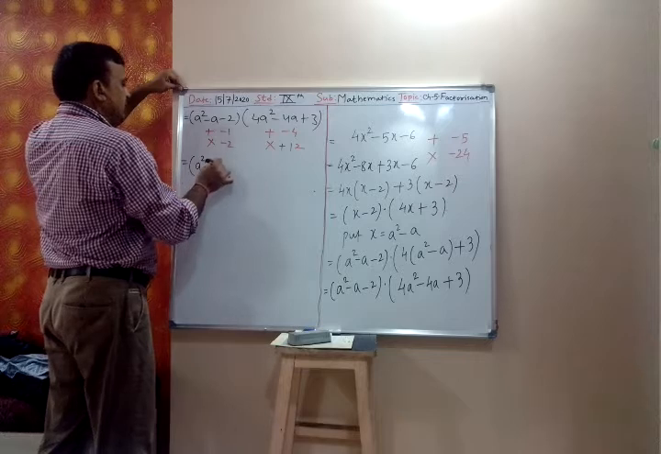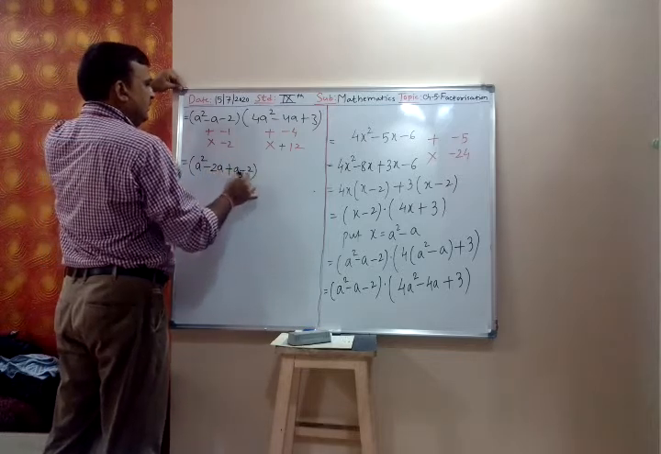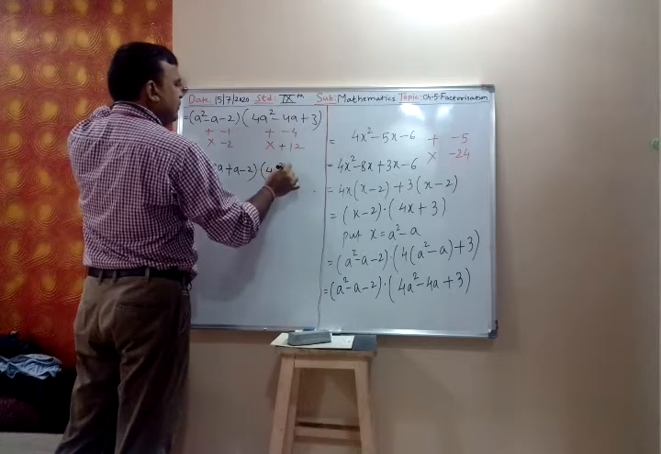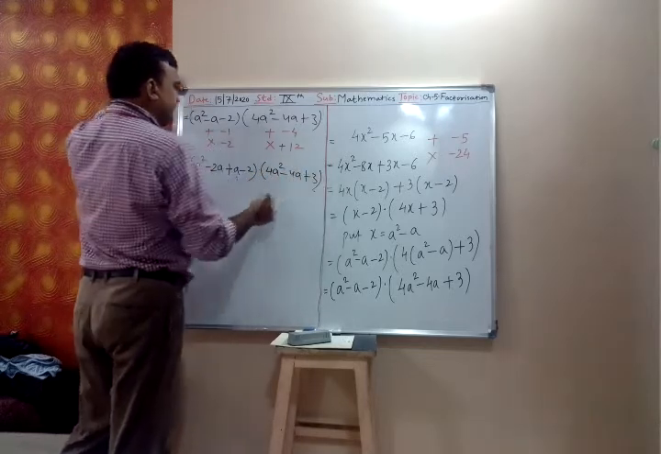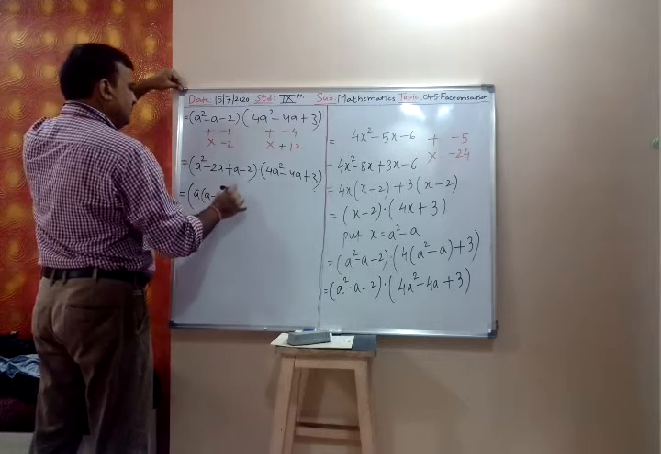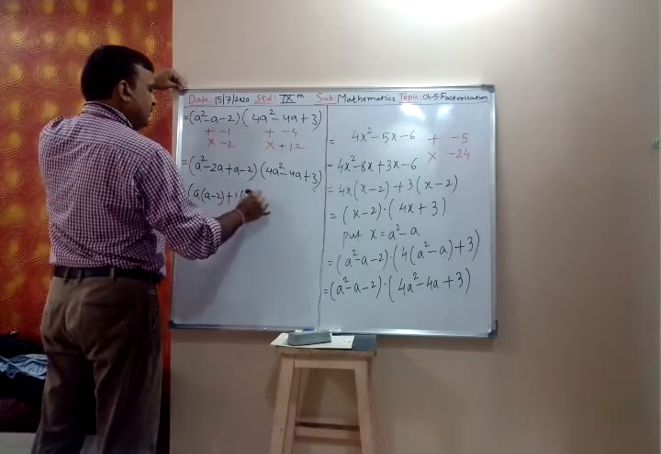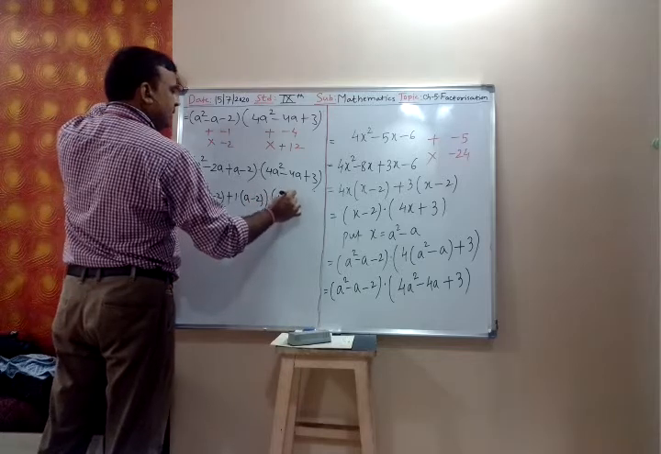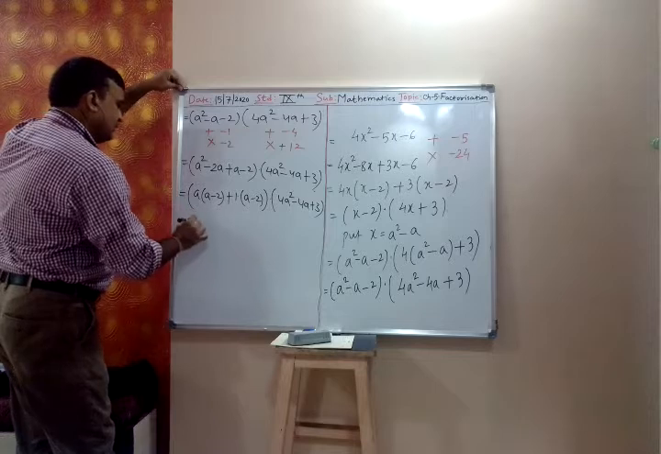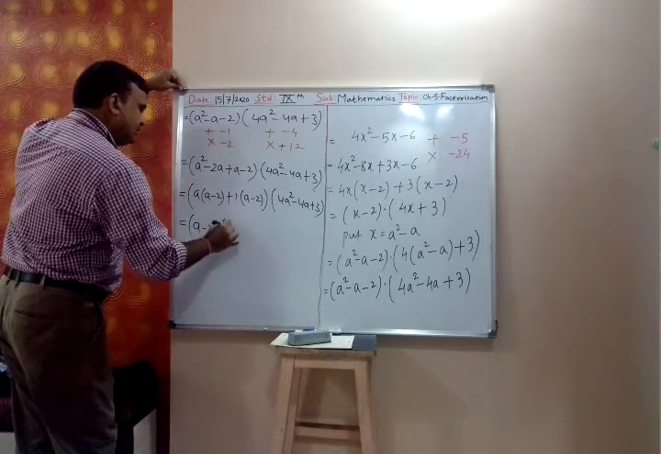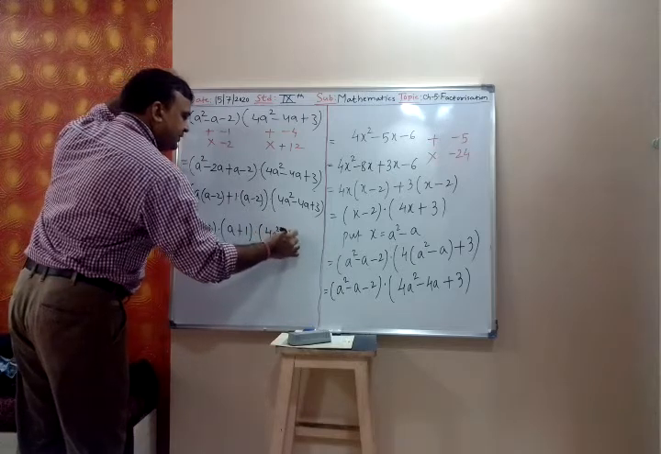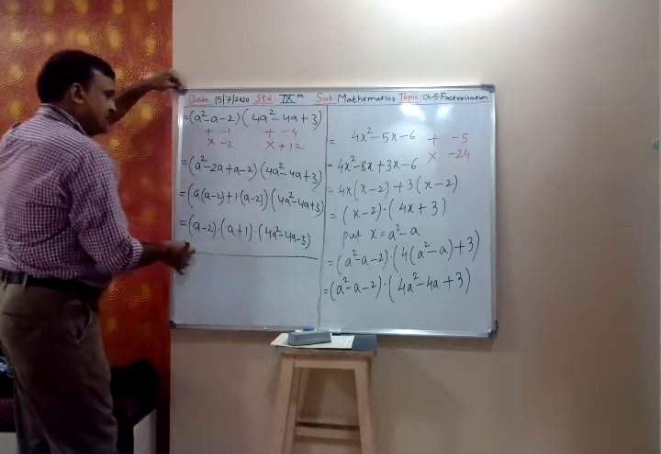A square minus 2a plus a minus 2, and 4a square minus 4a plus 3 will be kept as it is. So a common, then a minus 2 plus 1 into a minus 2, into 4a square minus 4a plus 3. So a minus 2 is common. Then what is left? A plus 1 into 4a square minus 4a plus 3. And this is the answer.